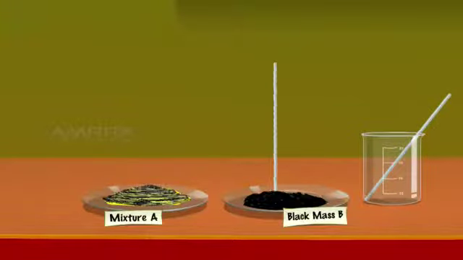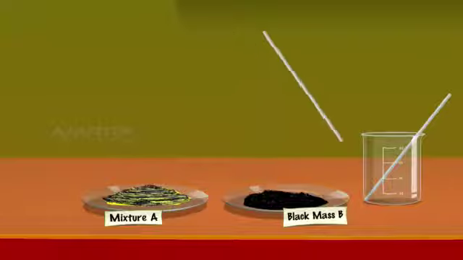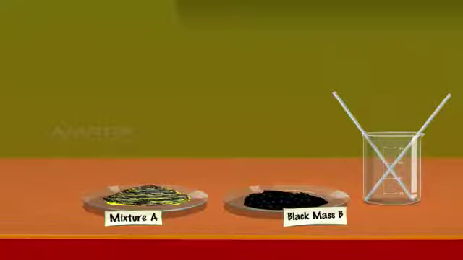Then mix the black mass B in the watch glass using a glass rod. No iron filings are visible in the black mass B. Thus we infer that a mixture is heterogeneous and a compound is homogeneous in nature.